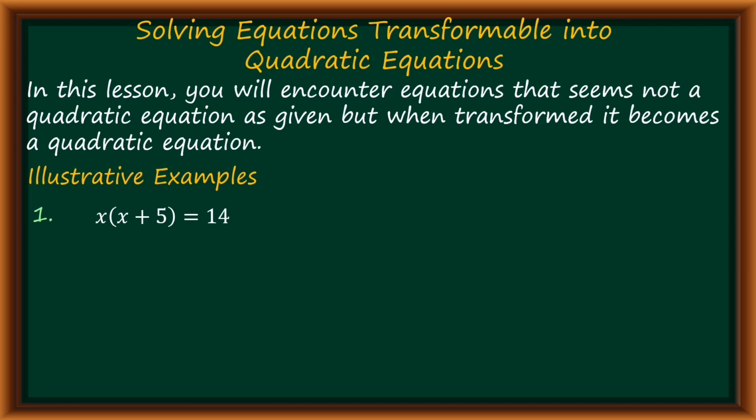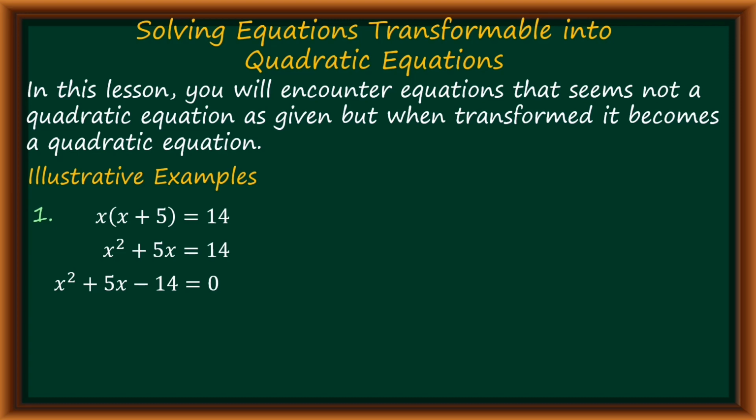So let us simplify the left side of our equation. It will give us x squared plus 5x is equal to 14. Let us write this into standard form, and it is x squared plus 5x minus 14 is equal to 0. Let us apply any method. This time, let us use factoring.